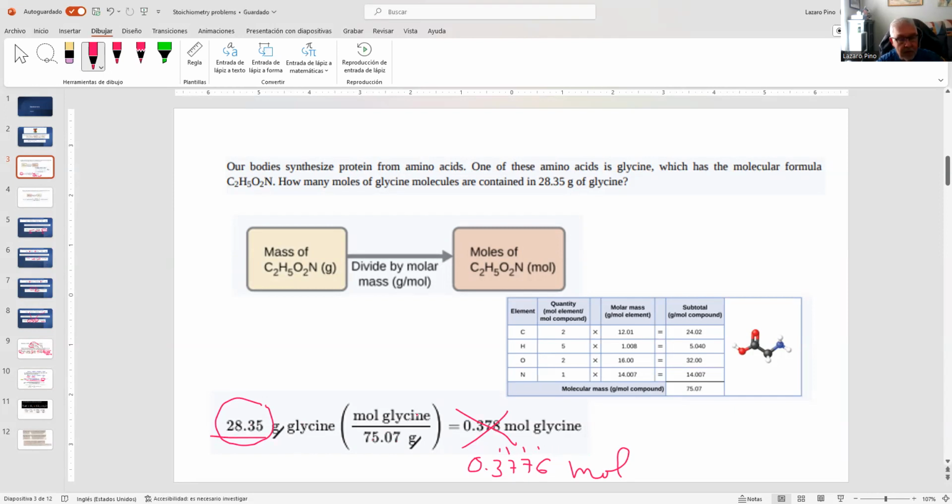Let's go. Well, let me stop before I go to the following problem. When you want to go from the mass of a compound to the number of moles of this compound, you have to divide by the molar mass of the compound. And in this case, you have to calculate the molar mass of the compound using the number of atoms in the compound of each element and the corresponding atomic mass in the periodic table.